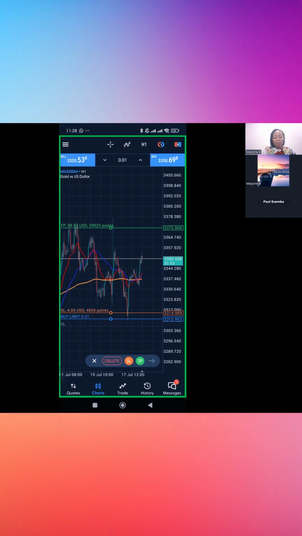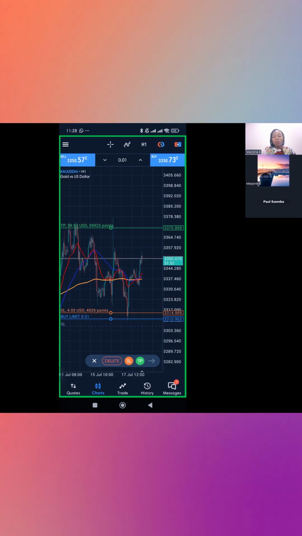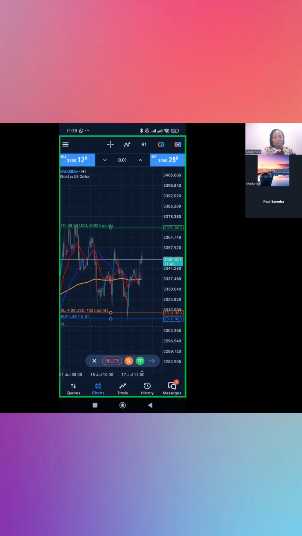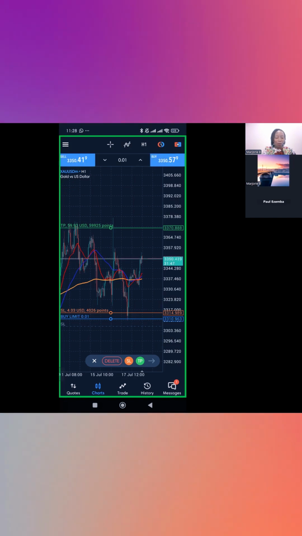Once your SL is above your buy limit, it simply means that if the trade reverses, it kicks you out in profit. So that is one of the advantages that MT5 has over MT4, and I find it quite flexible as well.